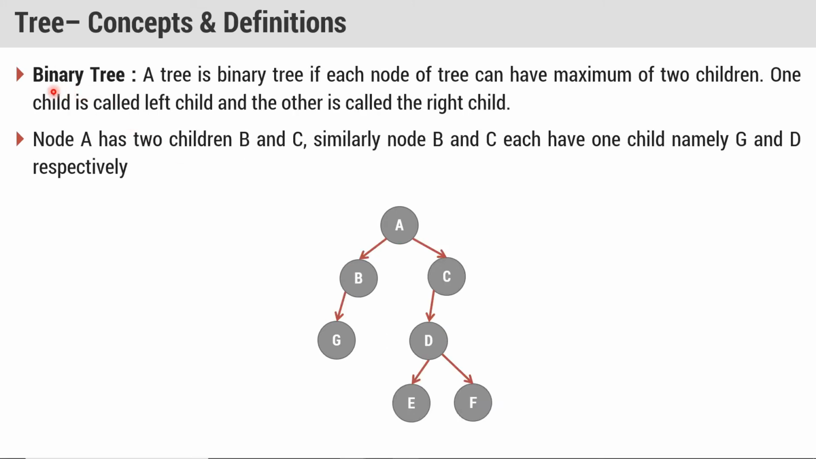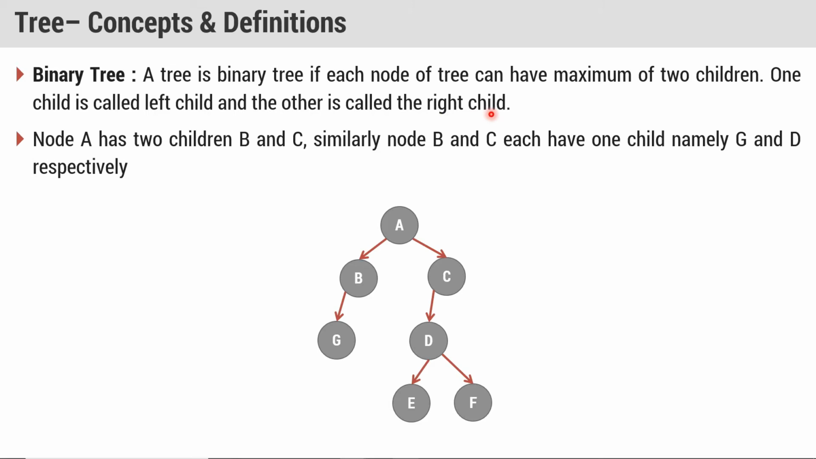Now next is binary tree. A tree is a binary tree if each node of the tree can have a maximum of two children. One child is called the left child and the other child is called the right child. That means a binary tree has a maximum of two children.